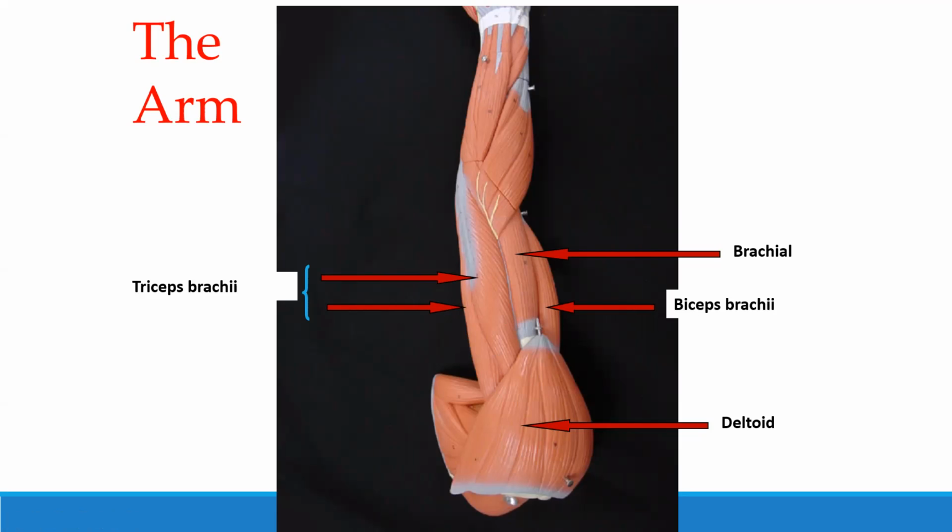Now, I'll give you a hint here. If it says biceps, bi means two. The biceps brachii has two heads. The triceps has three heads. So the biceps has two origins. The triceps has three origins.